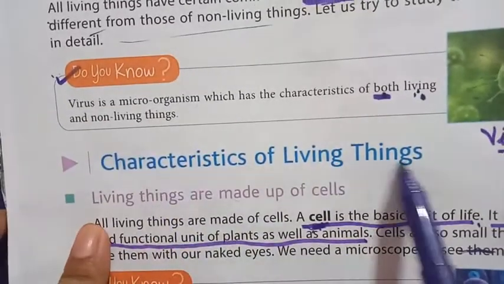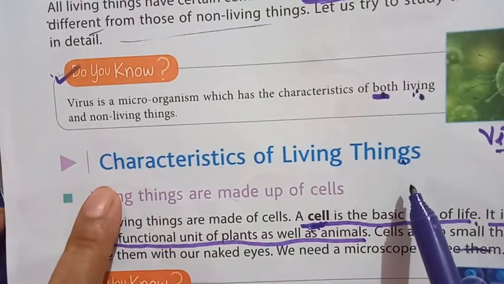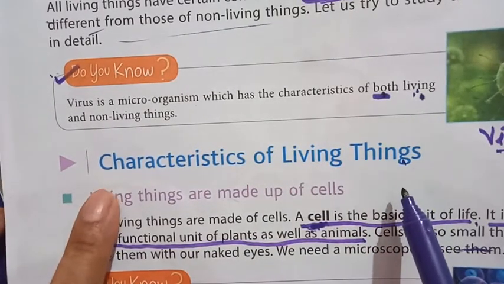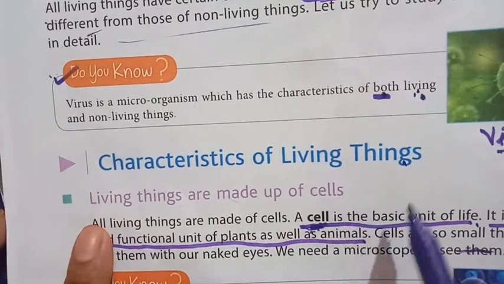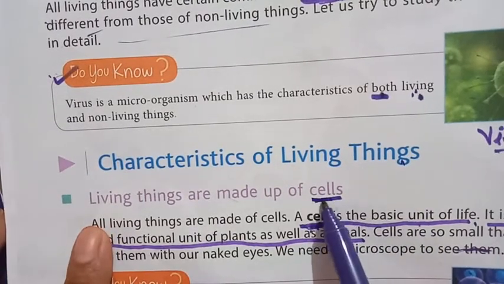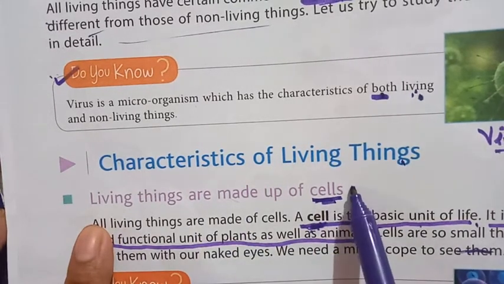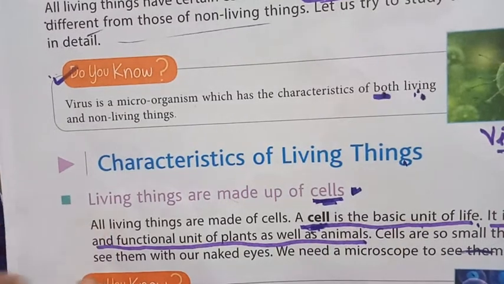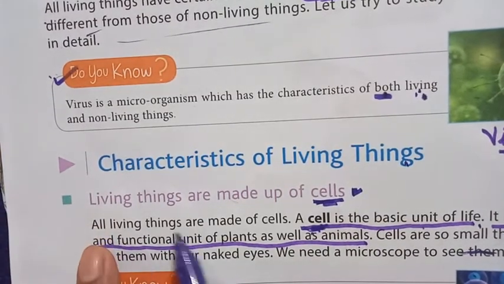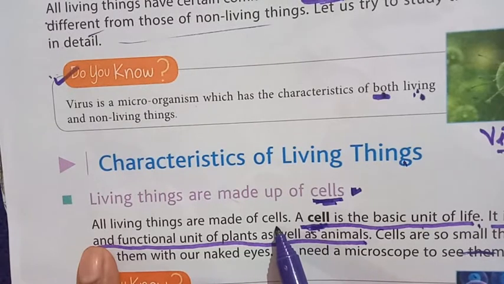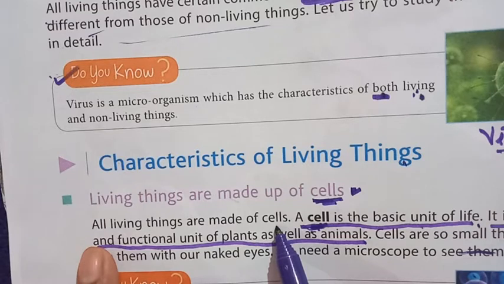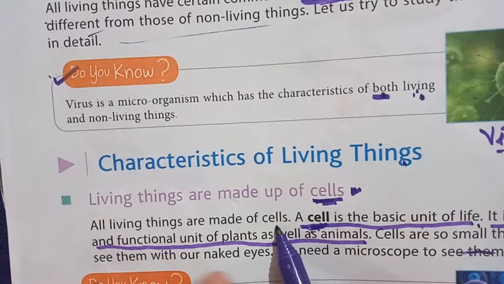Now come to the next point. These are the characteristics of living things, but today I will not take any characteristics of living beings. Before that, we will study the cell. Living things are made up of cells. All living things are made up of cells. Just like a classroom or a home is made up of bricks, so the brick is the unit of the room.